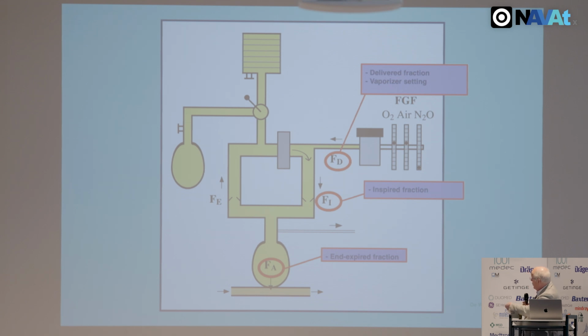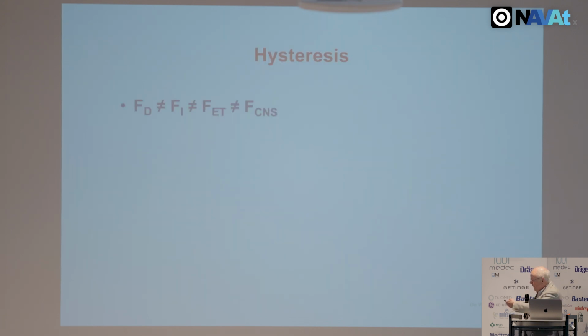It's very important to use the proper terminology: alveolar partial pressure, or this should be end-expired partial pressure, or fraction inspired, and FD. All of these are different. But now we have also FCNS, which is different from all of the other ones. The FCNS is not necessarily the same as the end tidal partial pressure. Although I said a couple minutes ago that the transfer of agent is determined by partial pressure gradients, that doesn't mean that they're the same at any given time.